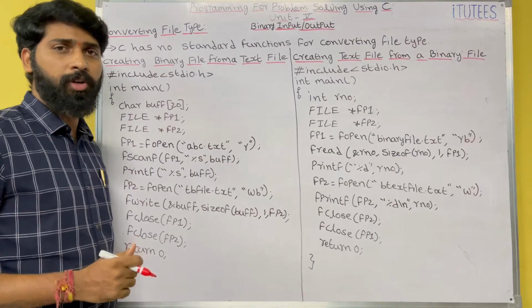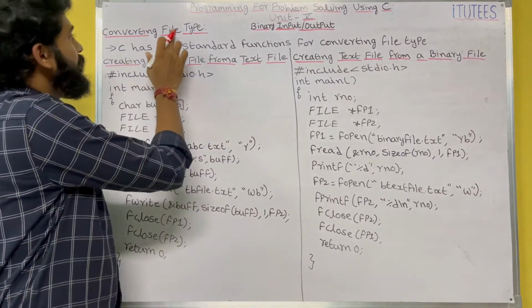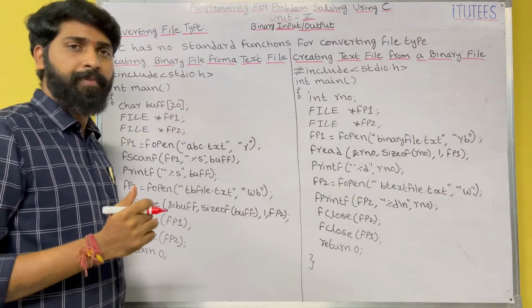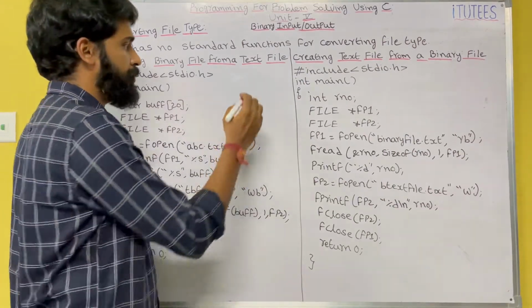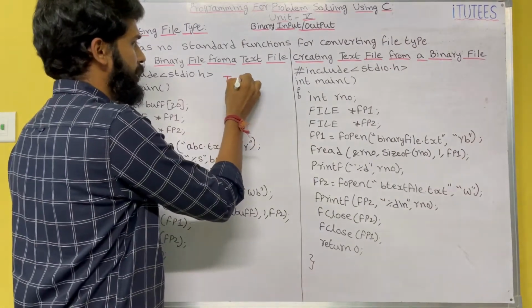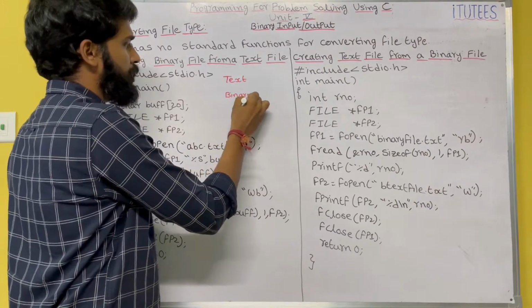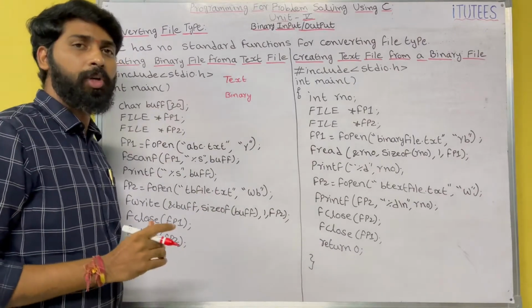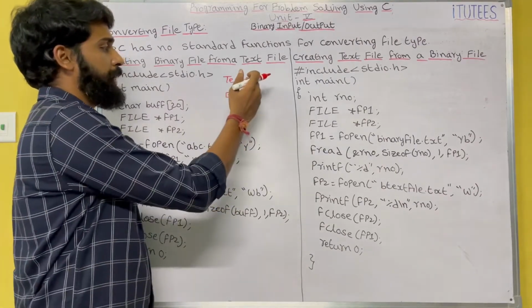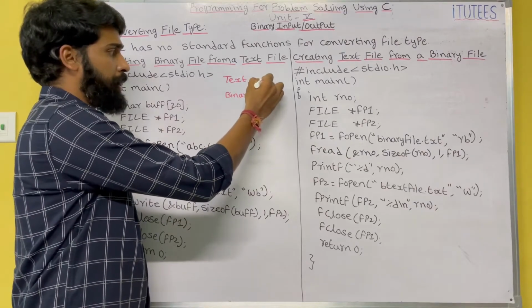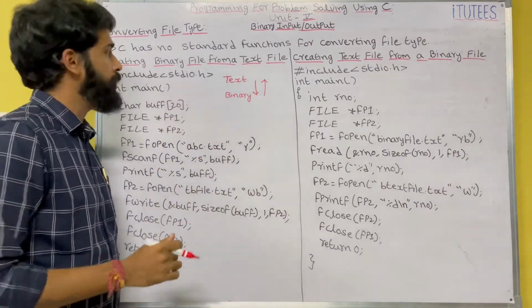In this class we are going to learn about converting file type. Converting files is nothing but, we know two types of files: one is text file, another one is binary file. In this class we are going to learn how to convert a text file into a binary file and a binary file into a text file.